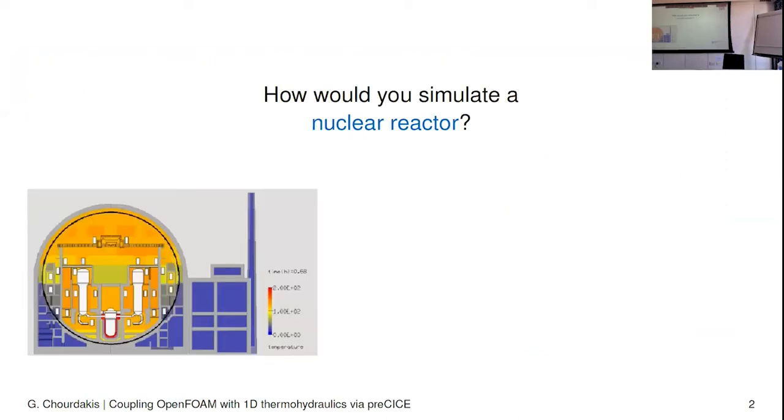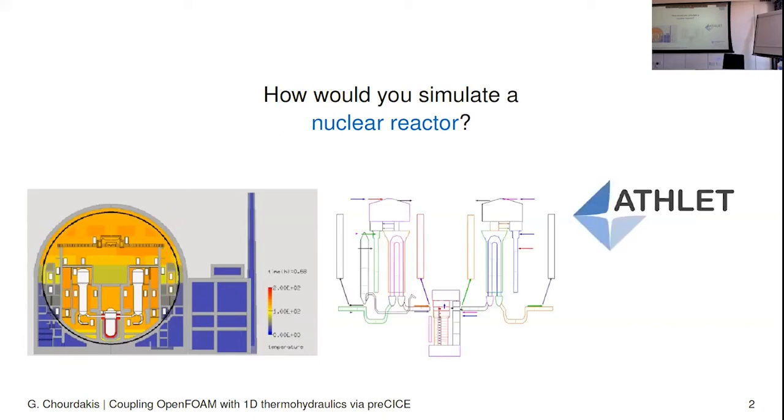I would like to start with a problem-specific question: how would you simulate a nuclear reactor? This is a complex system that you probably don't want to start simulating with full CFD in the complete system. This could be rather complicated. Instead, my colleagues at the German Nuclear Reactor Safety Institute have developed a 1D code, which is also finite volumes, and it's called ATHLET. They have been applying it very successfully to simulate nuclear reactor accidents for several years.